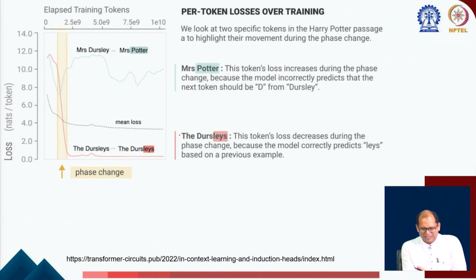And they found evidences for that. For example, this is a sequence where you have "Mrs. Dursley", and then "Mrs. Potter". Now they are seeing what happens to the loss for "Potter". They found that the loss for "Potter" after this phase change has increased. Why? Because after this phase change the model will start looking at the word that says "I follow" the token. So it will start predicting the "D" token with a high probability, and "Potter" will have low probability. So the loss for "Potter" will actually increase during the phase change.